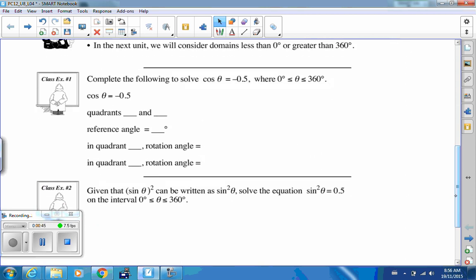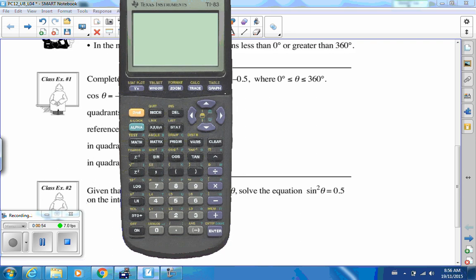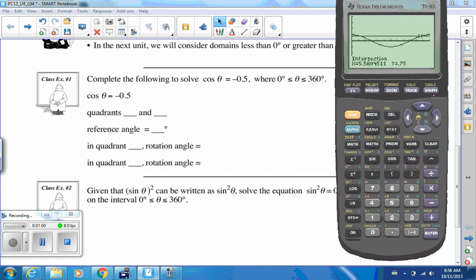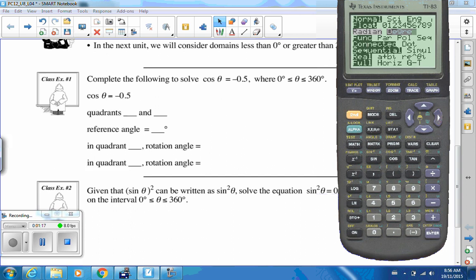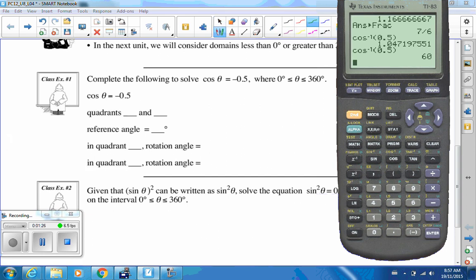Cos of theta is negative 0.5. So what I would do with my calculator is go second quit, second cos to get my cos inverse button, which is really what we're doing. I put in 0.5, and again, what I'm doing is getting just the reference angle, which is why I always use the positive ratio. I put myself in degrees just because it wants me in degrees for this one. So that's 60 degrees. So my reference angle is 60 degrees.